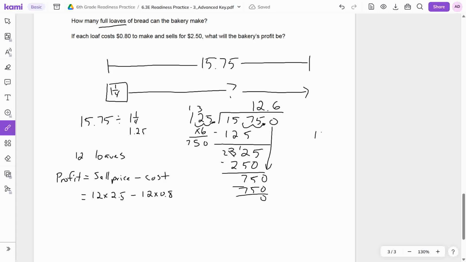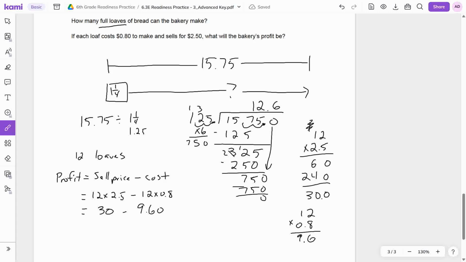So let's multiply 12 times 2.50 each. That's going to be 10. And that's 6. And that's going to be 24. So I'm going to change that to have one decimal since I've got one digit behind the decimal in my factor. So that's 30 bucks. All right, so I sold it for 30 bucks, but it cost me, let's multiply 12 times 0.8. That's going to be 96, but it's 960. $9.60 to actually make.